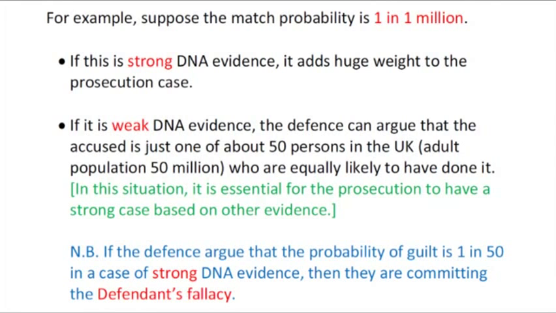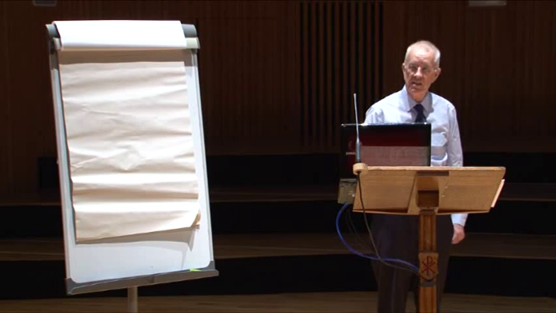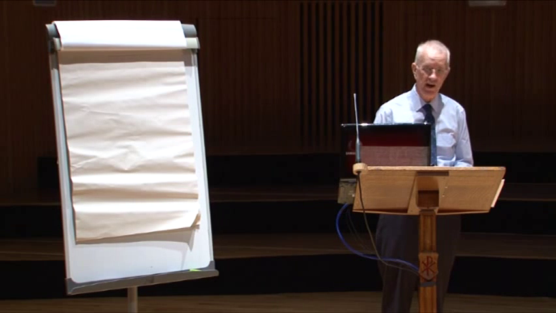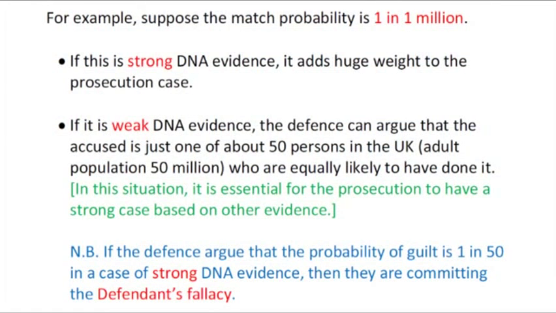So, for example, suppose the match probability is 1 in a million. Now, if this is strong DNA evidence, then it adds huge weight to the prosecution case. But if it's weak DNA evidence, the defence can argue that the accused is just one of about 50 persons in the UK, which has an adult population of 50 million, who are equally likely to have done it. In that situation, it's essential for the prosecution to have a strong case based on other evidence. However, if the defence argue that the probability of guilt is only 1 in 50 in a case of strong DNA evidence, then they'd be committing what is known as the defendant's fallacy, because that probability doesn't take account of all the evidence which led to that person being a suspect in the first place.